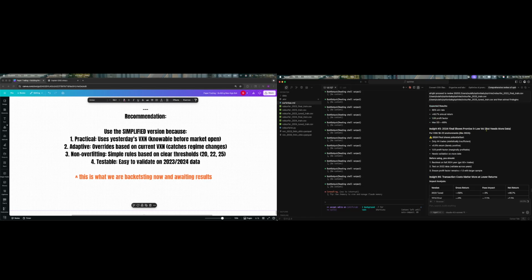2024 shows promise in low volatility but needs more data. The VIX 18-22 environment like 2024. Potential but only 44 trades, statistically insignificant. Fairly profitable and needs validating with more data. Backtesting for 2024, get 80 trades. Test on 2022, validate across years. Bruh, I have 23 and 24.